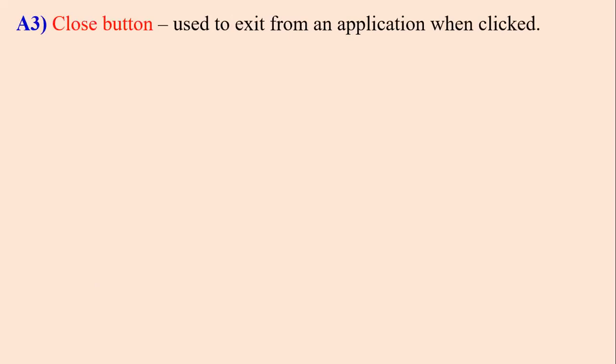The other button is called the close button. This button is used to exit from an application when you click it. So if you are through and you have saved all your changes on whatever document you are working on, or whenever you are through with making use of any application, you just click on the close button to exit from that application or from that window.